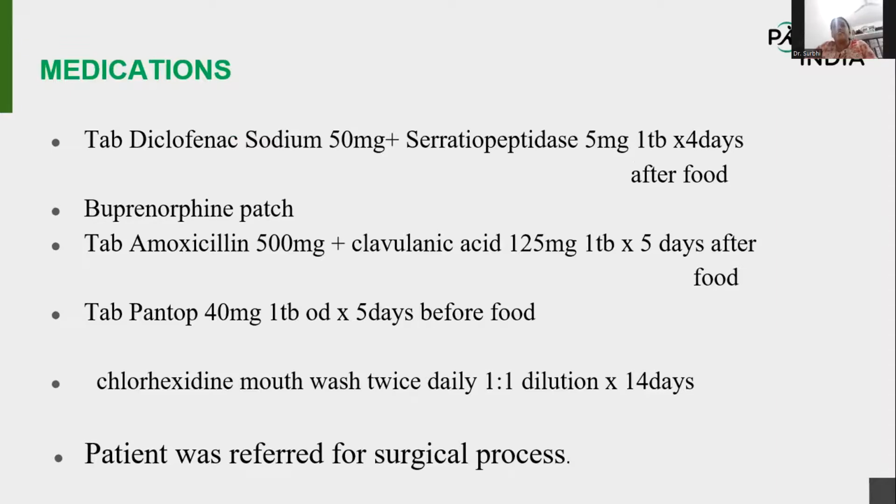As doctors, we give painkillers like diclofenac with sedation. We don't have morphine or opioids in tablet form, so we prescribe a buprenorphine patch, antibiotics, and Pentoff, and mouthwash like chlorhexidine twice daily, diluted with water in the ratio of 1:1, and the patient was referred for the surgical process.